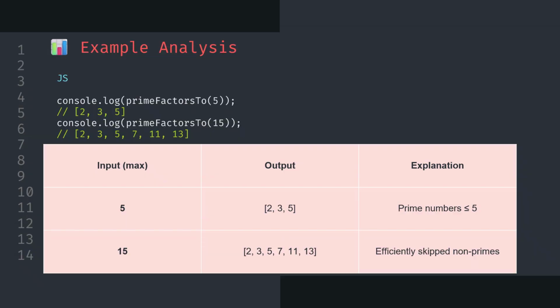Let's test this out with some real inputs. When we use 5, the output is 2, 3, and 5, all primes below or equal to 5. When we pass 15, we get a longer list, skipping numbers like 4, 6, 8, and so on. The function smartly avoids checking multiples of already known primes.